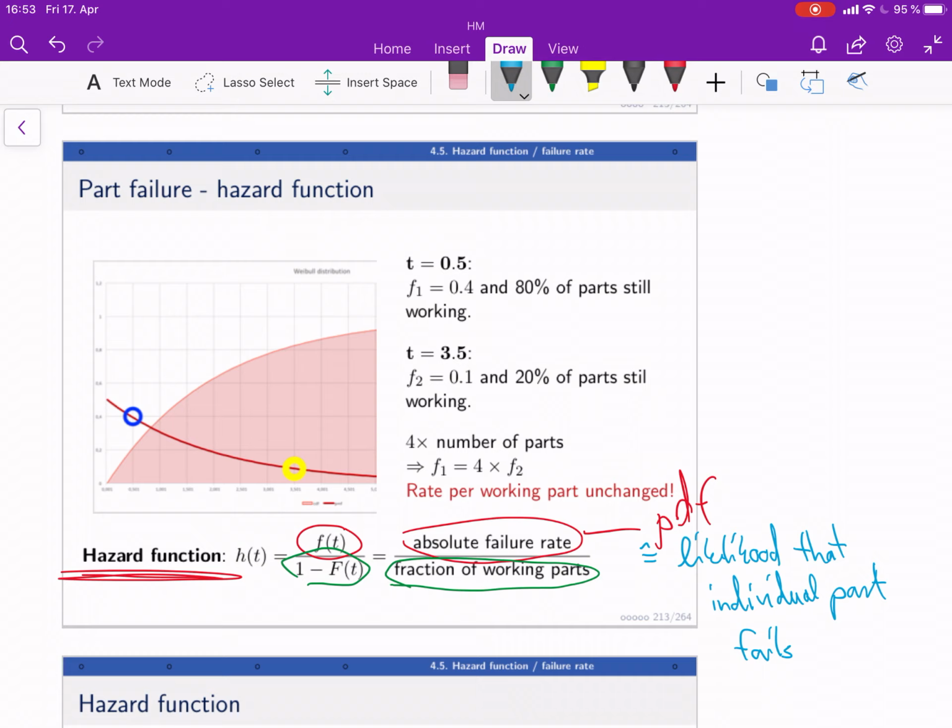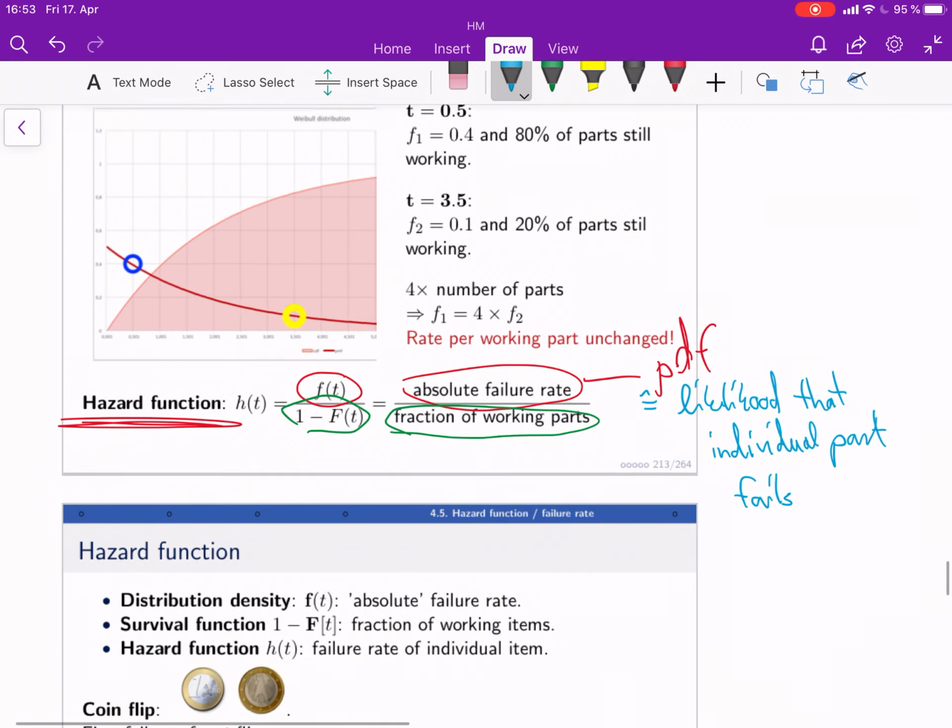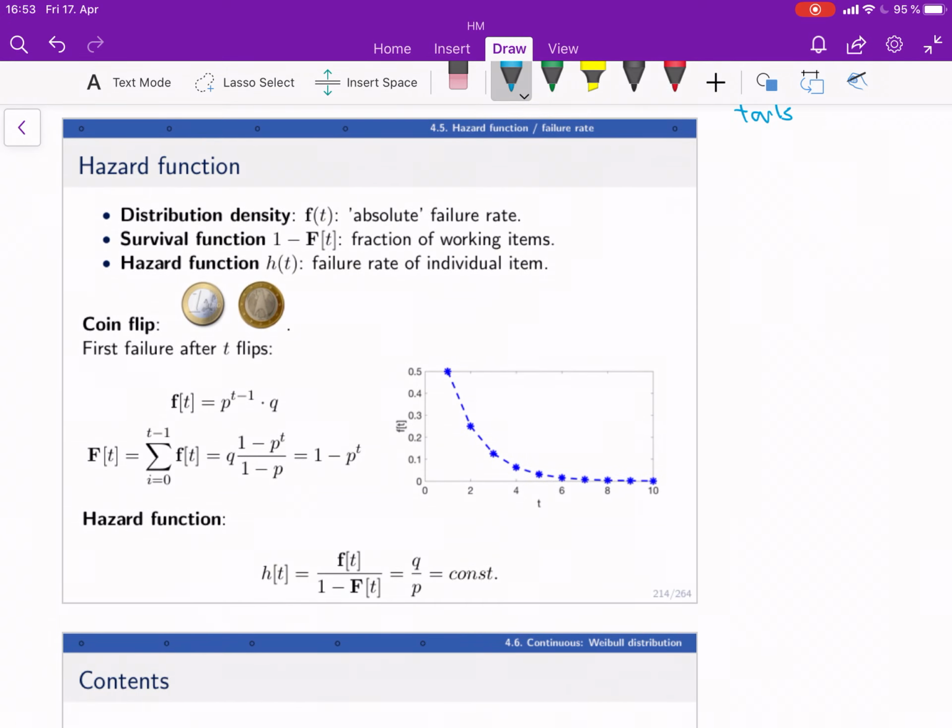Just to quantify or make it a bit more a calculation, what we've just looked at, a little bit hand waving. I calculated the whole thing, the hazard function, for coin flip, just like we did in the beginning, just with a lot more coins and a lot more trials. So here we've got the 2 coins, and we're looking at the probability density for first failure after T flips.